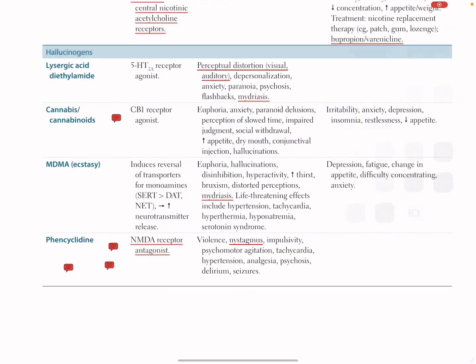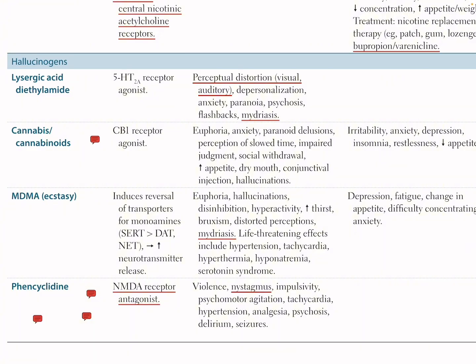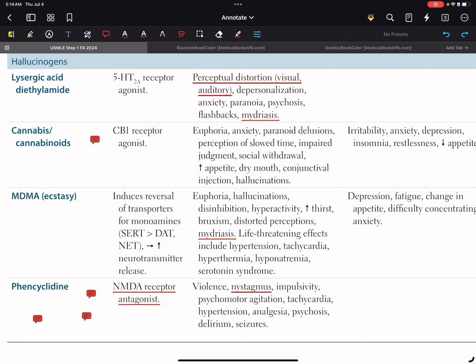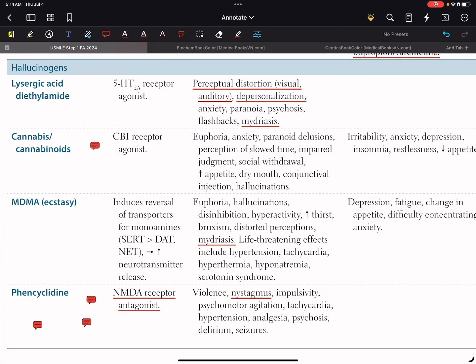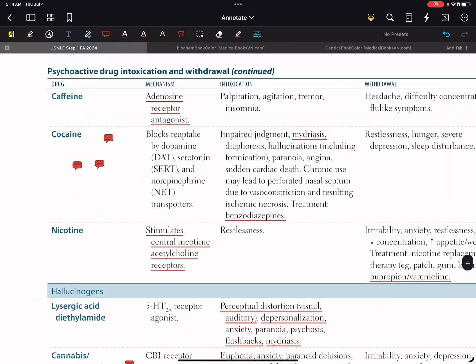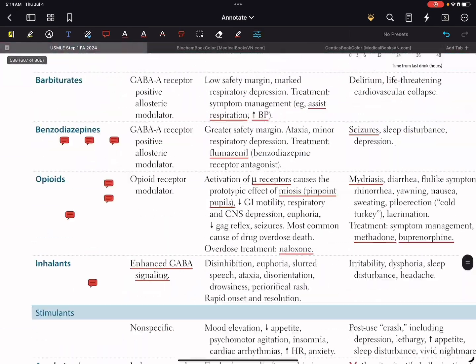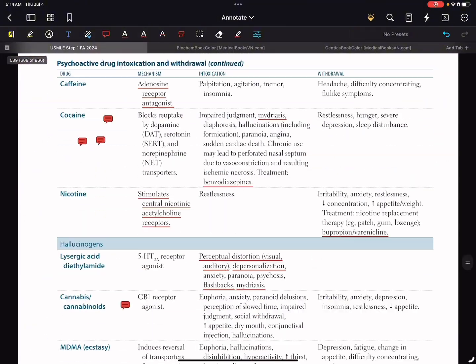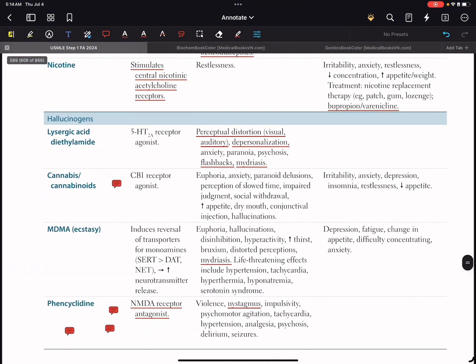Okay, starting with hallucinogens. First one is lysergic acid diethylamide, a 5-HT2A receptor agonist, with perceptual distortion, visual and auditory, depersonalization, anxiety, paranoia, psychosis, flashbacks, mydriasis. Mydriasis is found in lysergic acid diethylamide, MDMA ecstasy, and cocaine. So mydriasis is not very characteristic, while miosis is found in opioids only. Okay, yeah, it has been pointed as opioid. Lysergic acid is a 5-HT2A receptor agonist, and it is associated with visual hallucination or distortion.